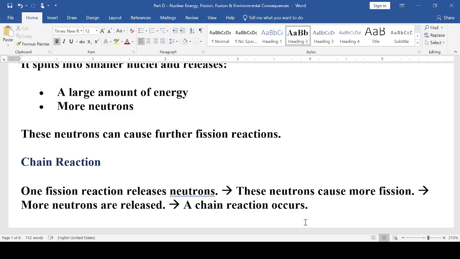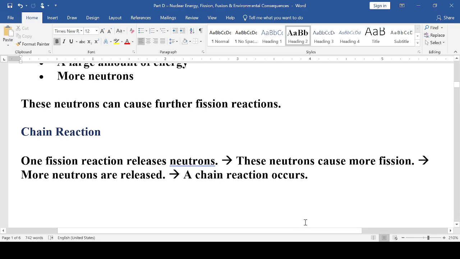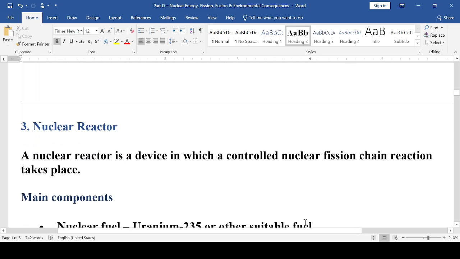It will continue. Now here is the chain reaction. One fission reaction releases neutrons. In step 2, these neutrons will cause more fission. In step 3, more neutrons are released and a chain reaction occurs. I repeat, in one fission reaction, it releases neutrons, then these neutrons will cause more fission, more neutrons are released and the chain reaction occurs.